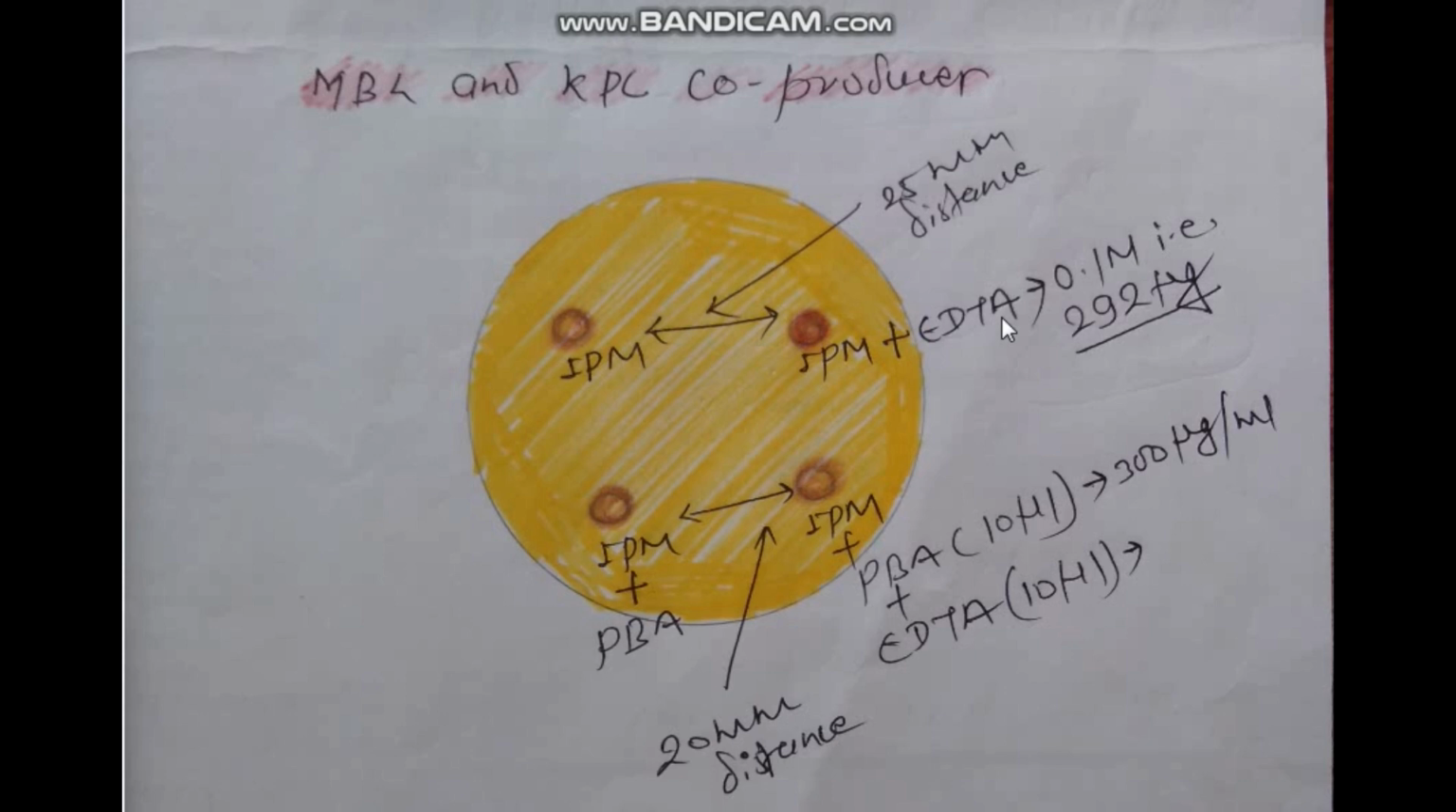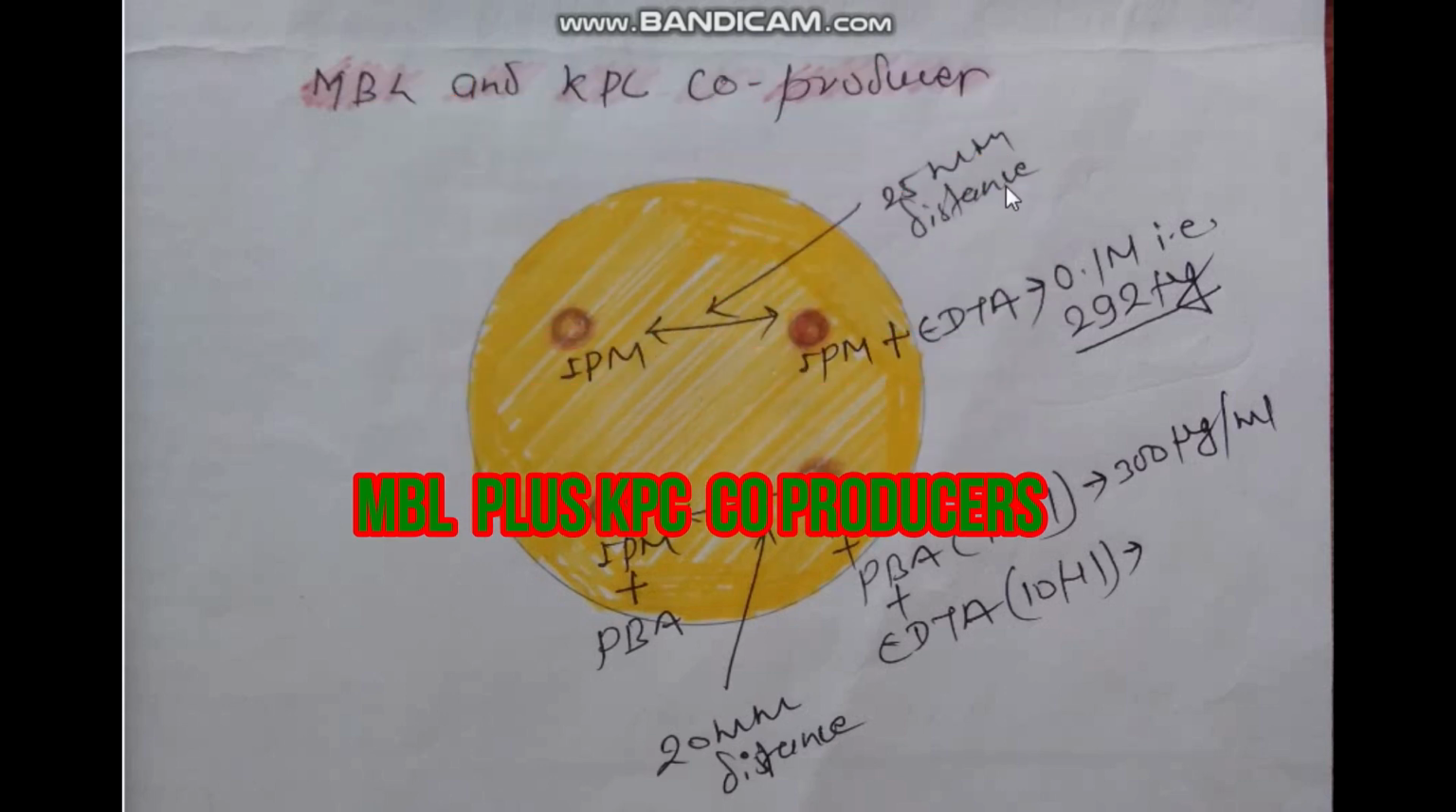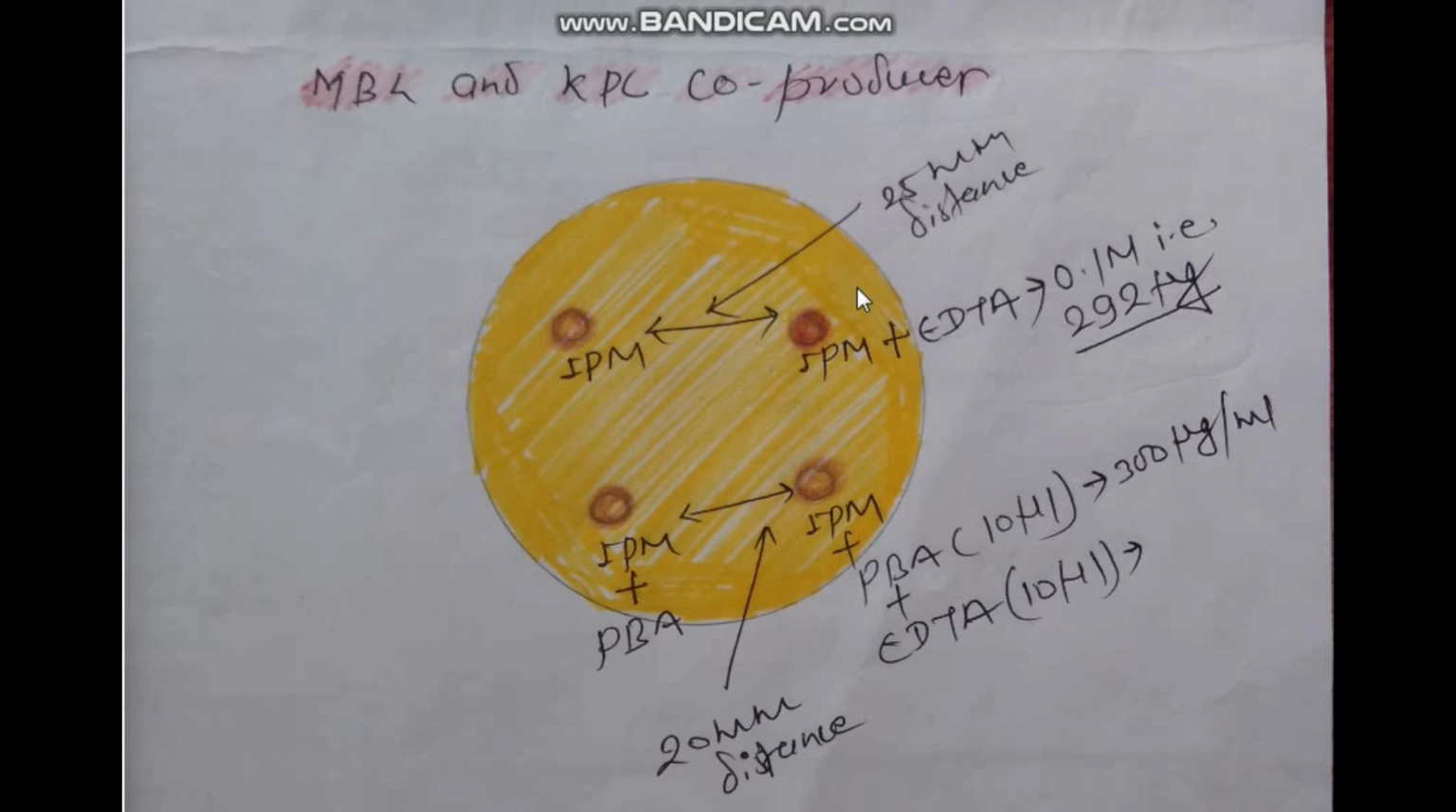So the imipenem plus EDTA concentration is the same as we talked about earlier. The distance between these two drugs, center to center, is 25 millimeter. If the zone of inhibition of this combination, imipenem plus EDTA, is equal to or greater than 5 mm than that of single imipenem, the organism is an MBL producer. Very simple.